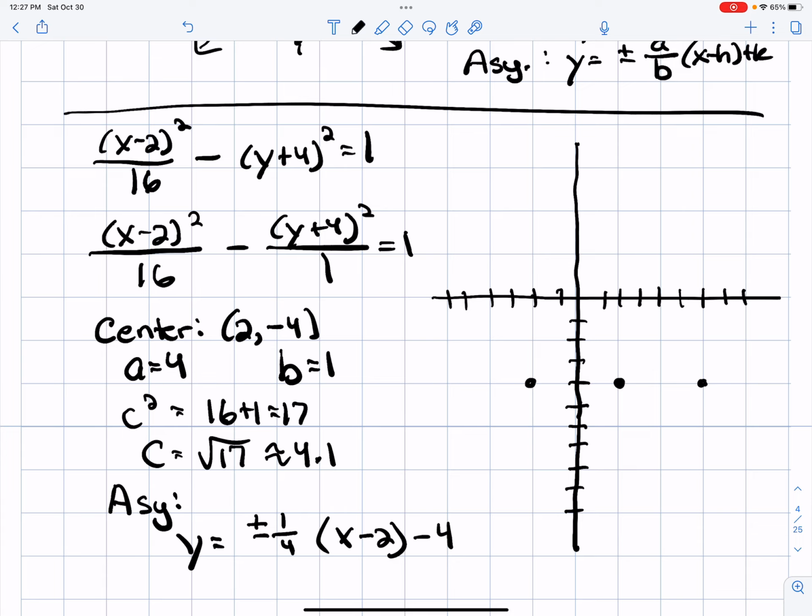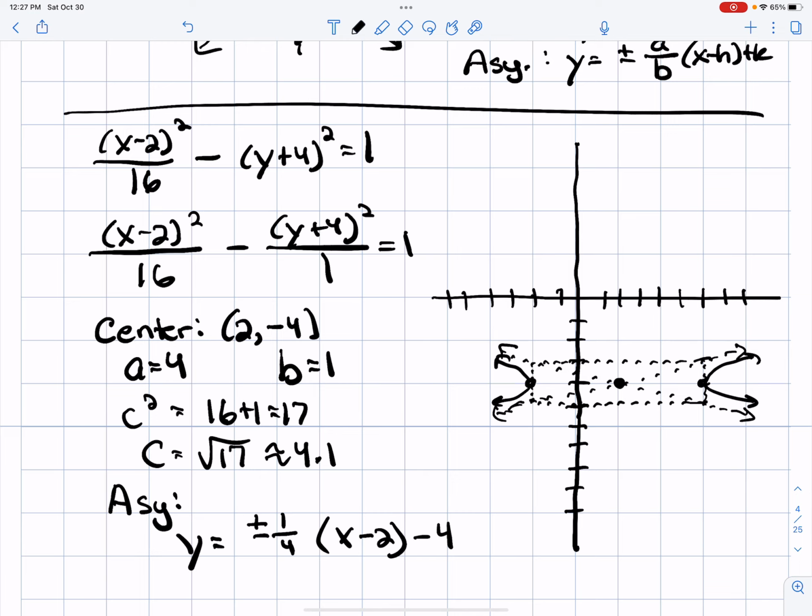That tells me where that part of the rectangle is going to go to. And if b is 1, I go up 1 and down 1 from the center. So it'll be like that. My asymptotes, using those diagonals of that rectangle. And then I know this opens left and right, so then I can sketch my little curves for my hyperbola. So there they go.